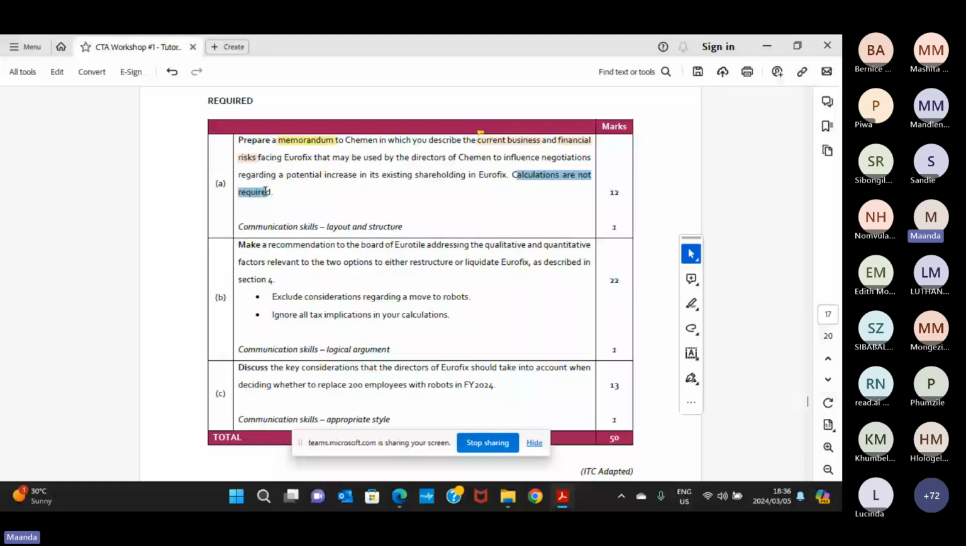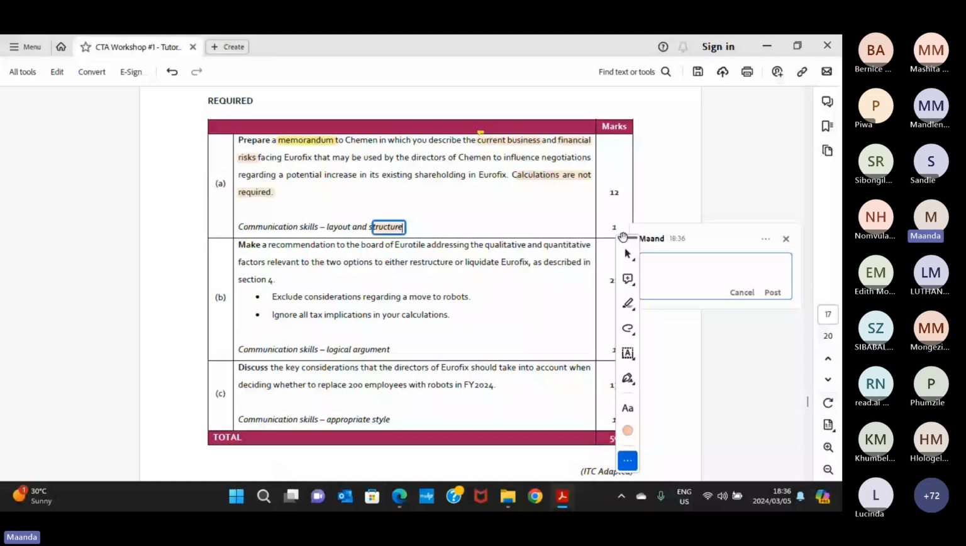To then have a memorandum that is there, and headings to say business risks, or you can then have financial risks. So how does this help?